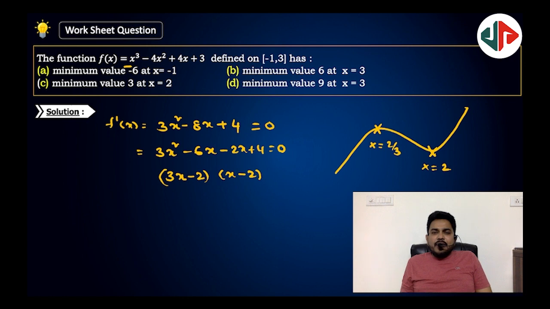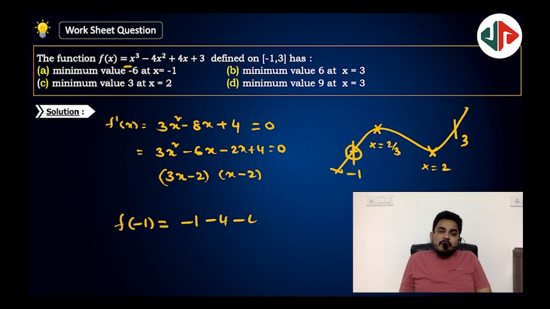I need between minus 1 and 3, somewhere here will be there. So I don't know whether f of minus 1 is the minimum. Among this, they are asking the minimum value. So it can be here or minus 1 can be here. So minimum will be either f of minus 1. F of minus 1 is minus 1, minus 4 plus 3, which is equal to minus 9.